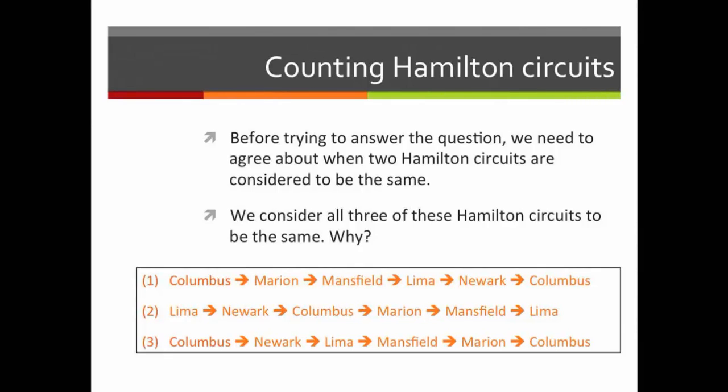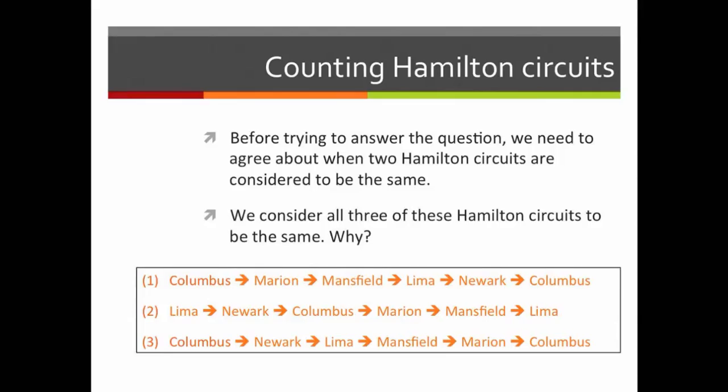Likewise, let's compare number 1 and number 3. Well, if you start to compare those for a while, you realize number 3 is number 1 read backwards, right? So number 1 goes Columbus, Marion, Mansfield, Lima, Newark, Columbus, but start at the right. Read it backwards: Columbus, Newark, Lima, Mansfield, Marion, Columbus, and that's exactly the same as number 3.